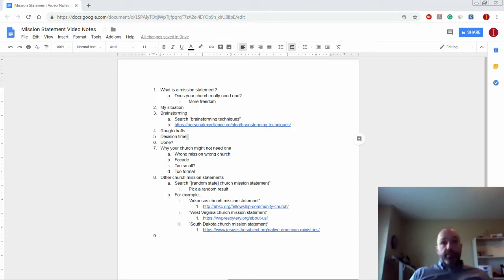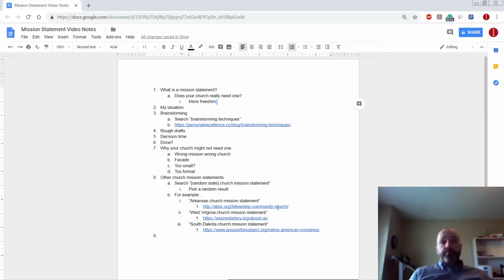Now, more freedom. That's my next bullet point here. And what that means is, you might think that creating a mission statement and then having it weigh in on all of your future decisions you would make for your organization or your church would give you less freedom, because every decision you might think has to fall within the context of this mission statement. That's one way of looking at it.